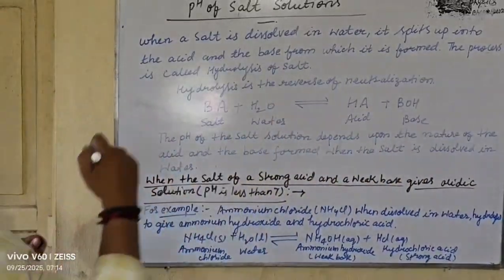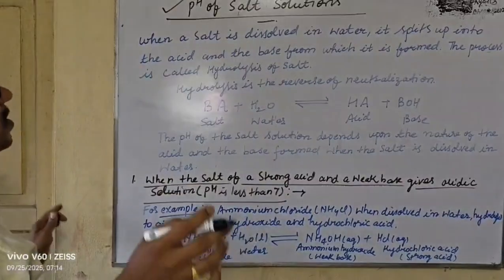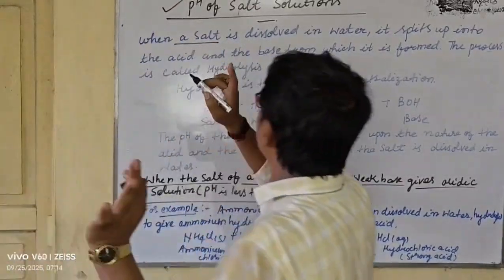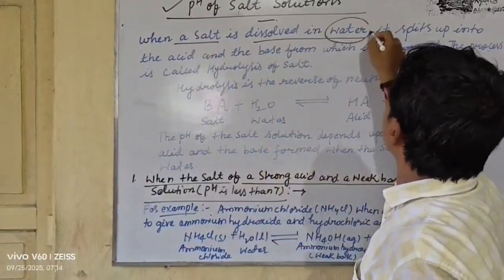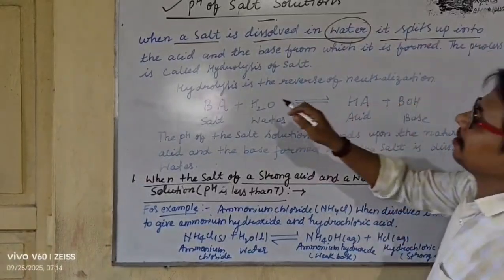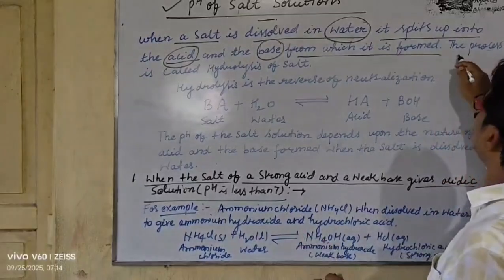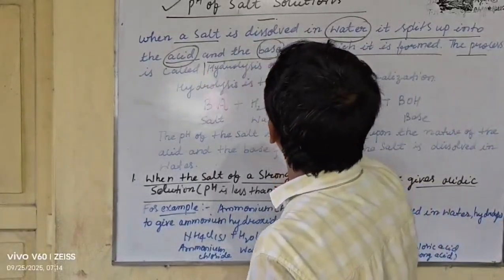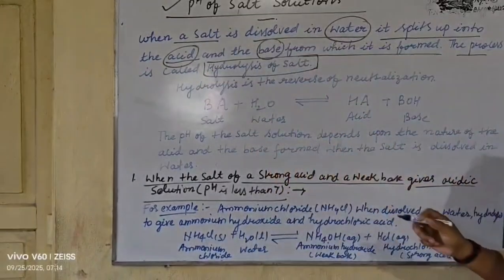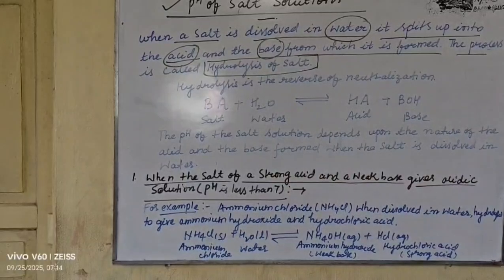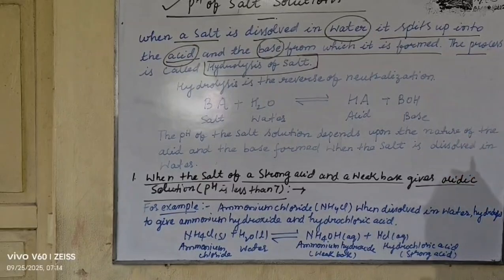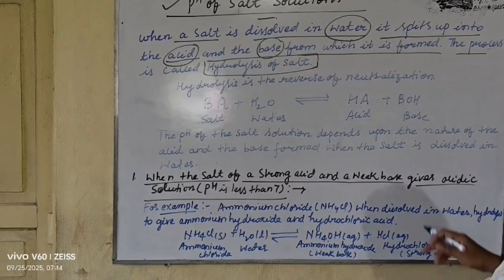Today I am going to teach you the pH of salt solution, chapter number 2. When a salt is dissolved in water, it splits up into the acid and the base from which it is formed. The process is called the hydrolysis of salt.